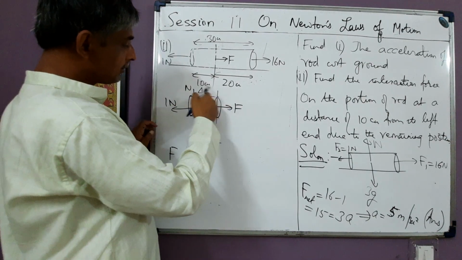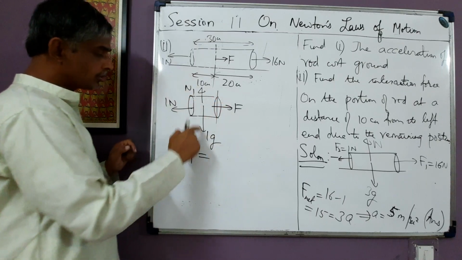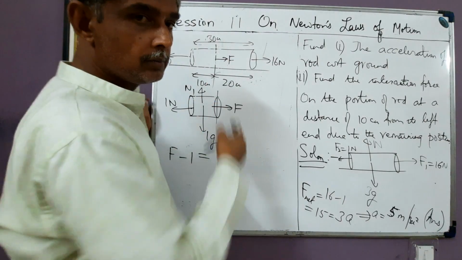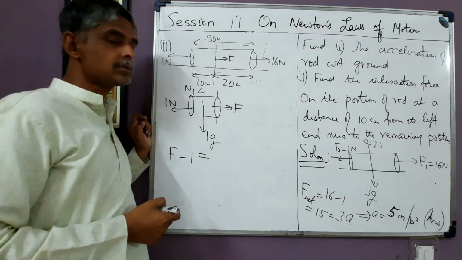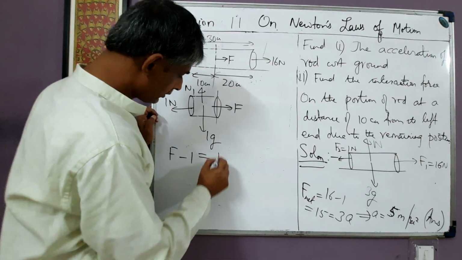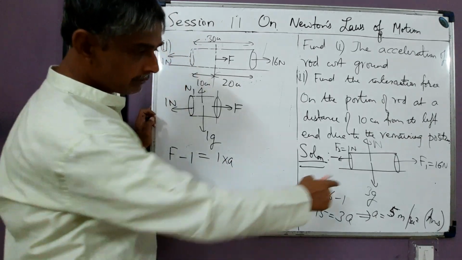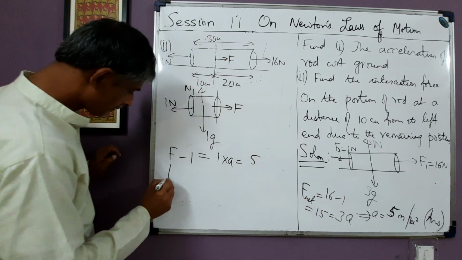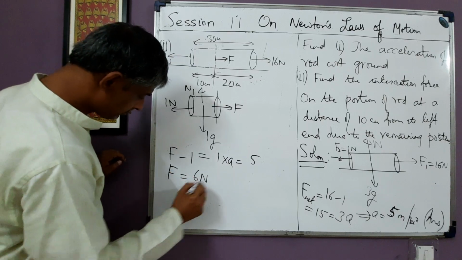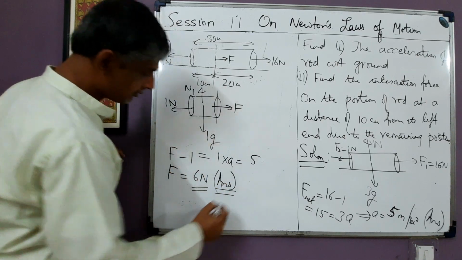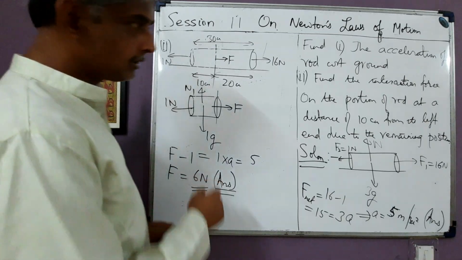That is equal to the mass of the rod whose length is 10 centimeter. As I have stated, this rod is uniform. So the 30 centimeter rod length has a mass of 3 kg, so the 10 centimeter rod length will have a mass of 1 kg, 1 into A. But A we have found is 5 meter per second square. 1 into 5 becomes 5. So F becomes 6 Newton. This is the required value of F. So it's the answer to part 2 of the question.